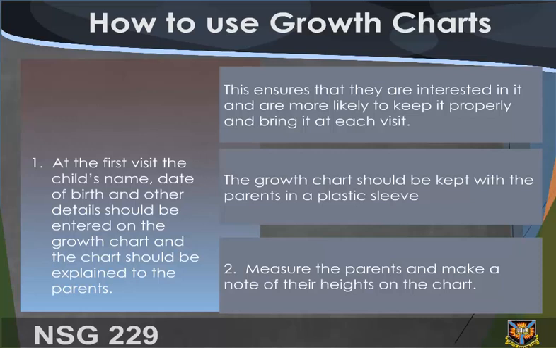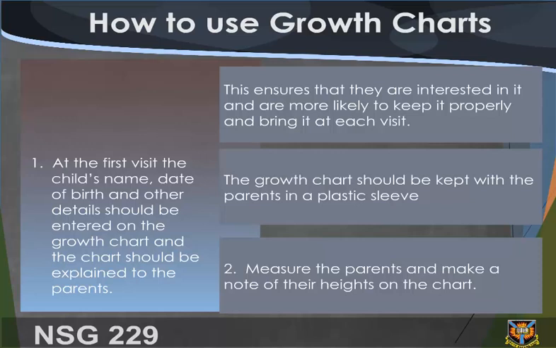1. At the first visit, the child's name, date of birth, and other details should be entered on the growth chart, and the chart should be explained to the parent. This ensures that they are interested in it and are more likely to keep it properly and bring it at each visit. The growth chart should be kept with the parent in a plastic sleeve.